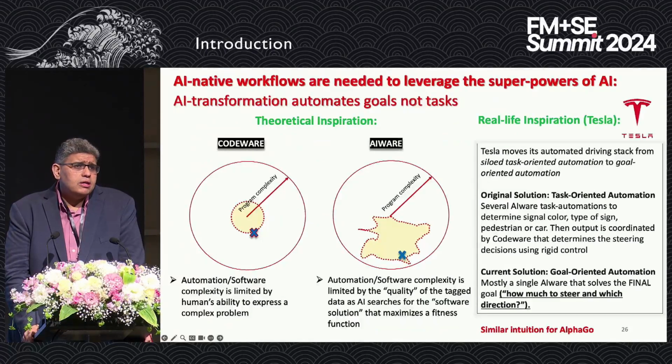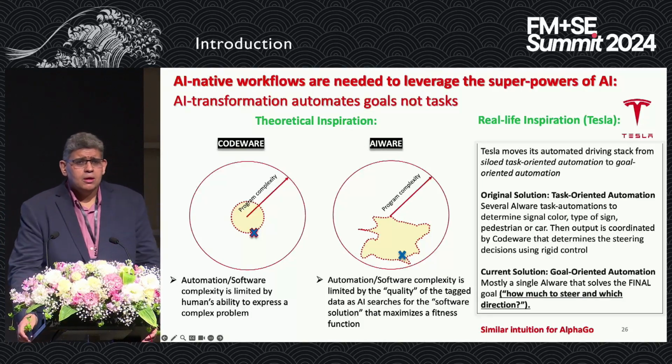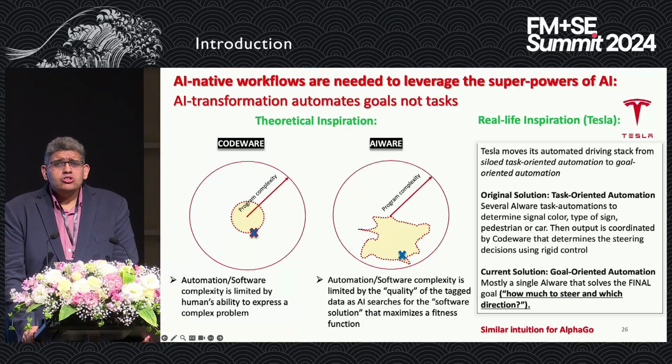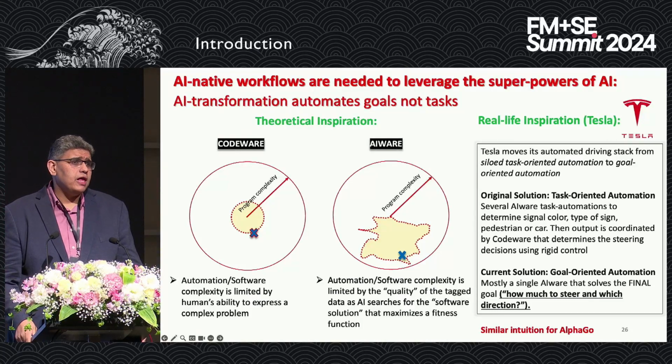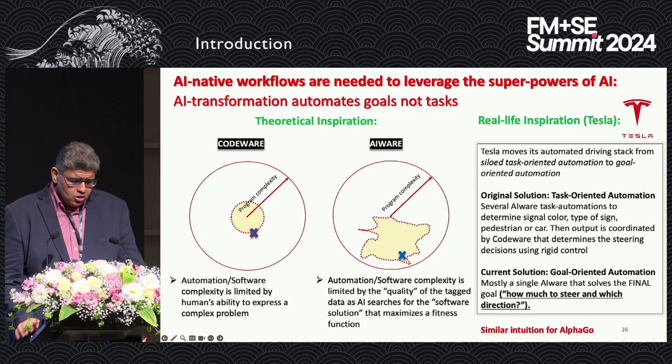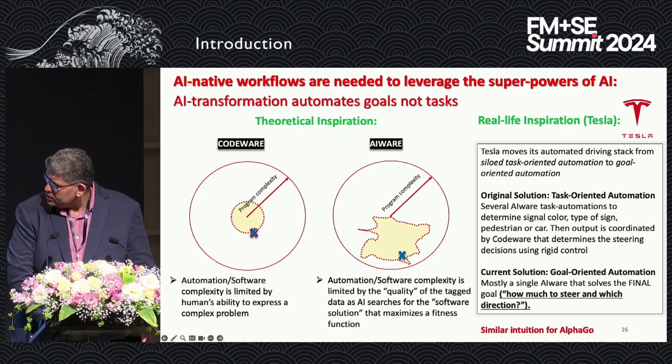And to give you a very concrete example, Tesla a few years ago reworked their whole driving stack. Originally, they were thinking of codeware. In a codeware setting, you're limited by the intelligence of a human, by the complexity of software that they can write. So you can see here, this is as much as they can do as a human. This is the limit of our complexity as humans.